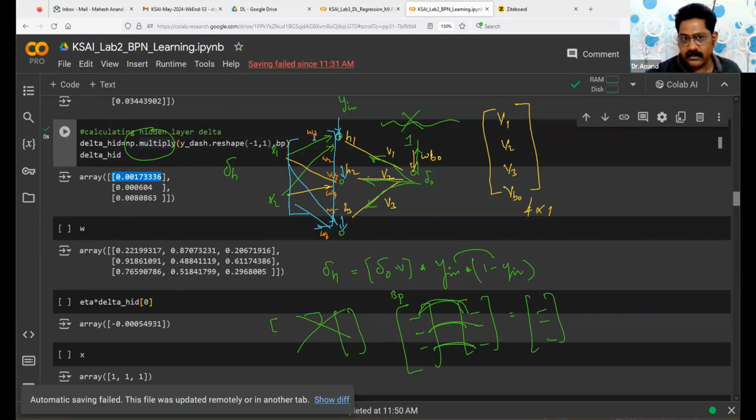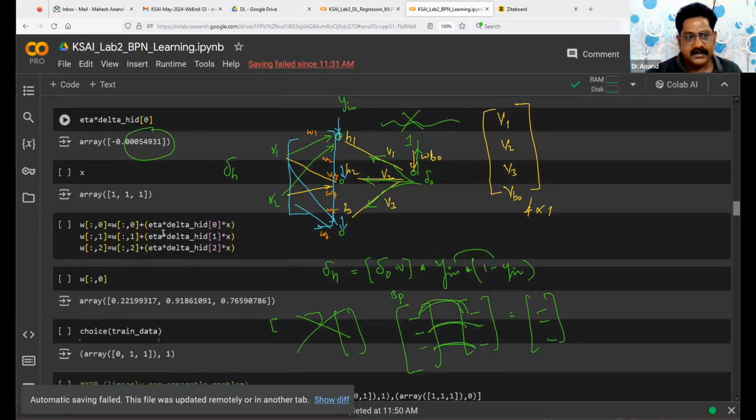Okay. Once you have the delta hidden, what I told you, using the first delta hidden, you can control all the weights connecting to the first node, W1, W2, W bias 1. Using the second one, you can control all the weights W3, W4 and this bias. Using the delta H3, you can control W5, W6 and this bias. So whenever you use the first value, I'm going to modify the first column weights. Using this, I'm going to modify the second column weights. Using this, I'm going to modify the third column weights. That step is being done over here.